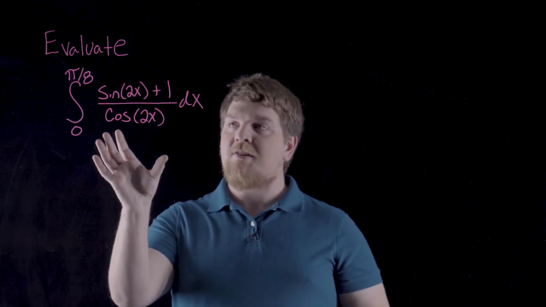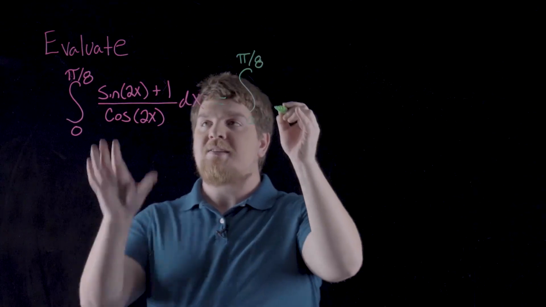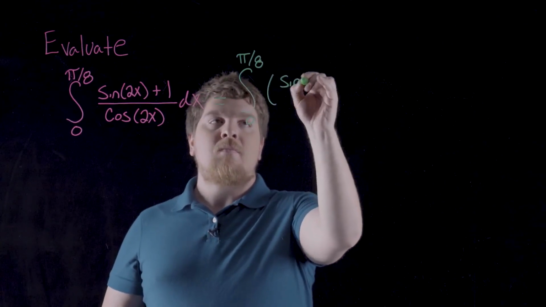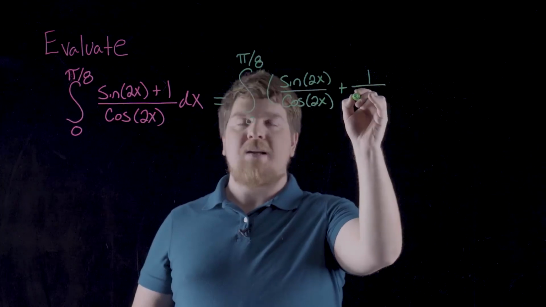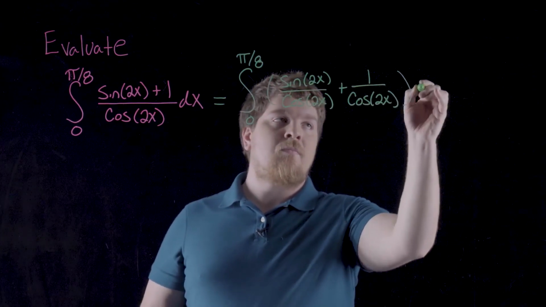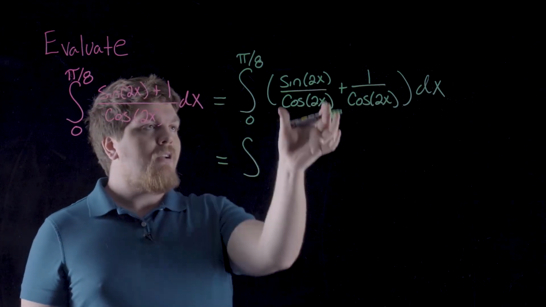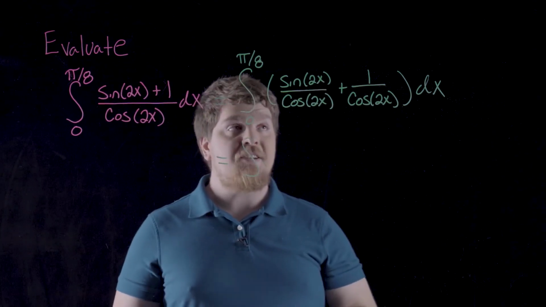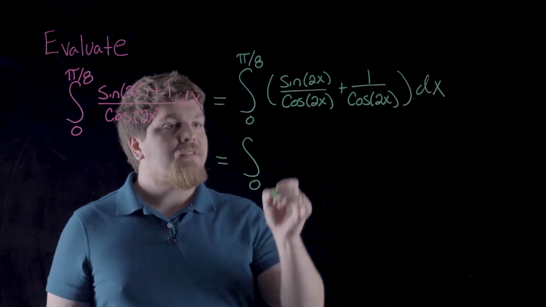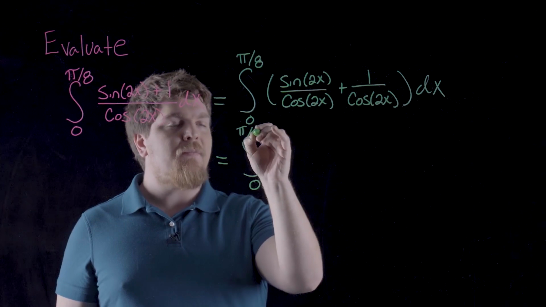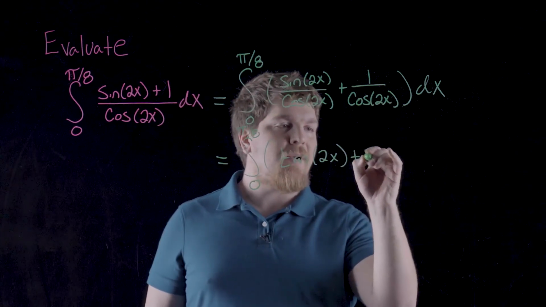However, we do see that we have a fraction, and we can go ahead and split up the fraction and rewrite our integrand as sine of 2x divided by cosine of 2x plus 1 divided by cosine of 2x. In this form, it still might be a little tricky to evaluate the definite integral. However, we have a sine of 2x divided by a cosine of 2x, which is tangent of 2x, and we also have 1 divided by cosine of 2x, which you can rewrite as secant of 2x. So our definite integral becomes the integral from 0 to pi over 8 of tangent of 2x plus secant of 2x.